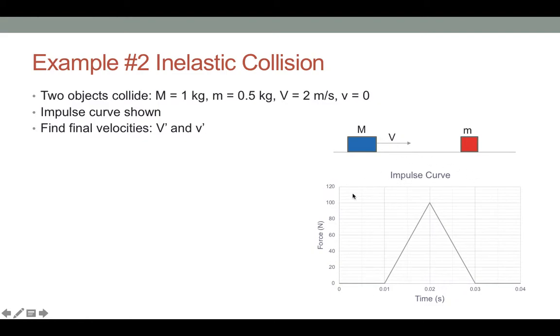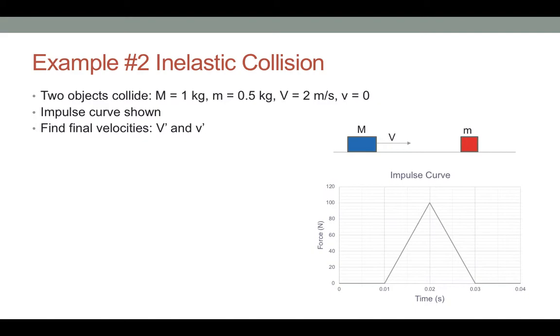Instead, the additional information given is this impulse curve, which gives us the force between the two objects as a function of time. So the collision starts at 0.01 seconds, lasts another 0.02 seconds, and then the collision more or less is over because the objects are no longer interacting. Then what we want to do is find the final velocities of the two objects.